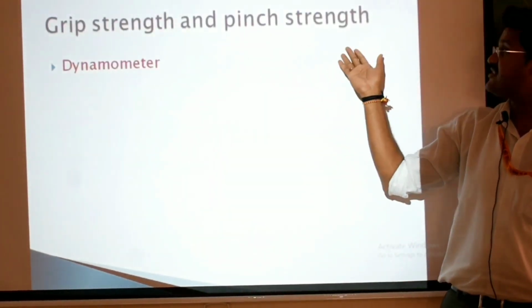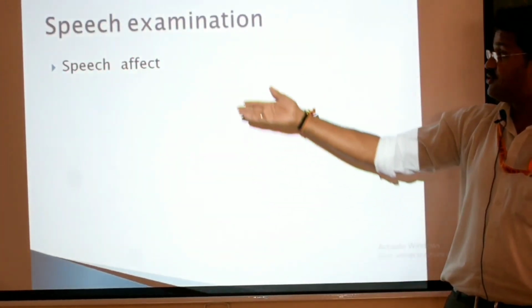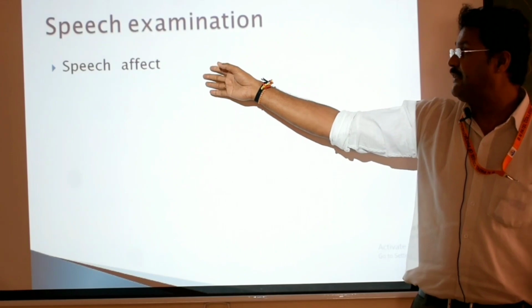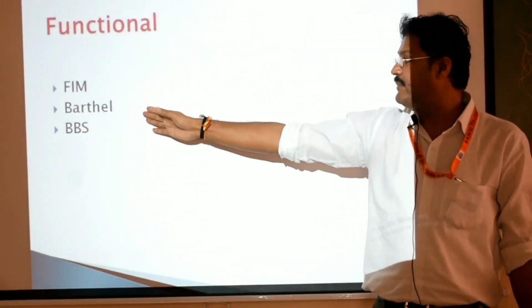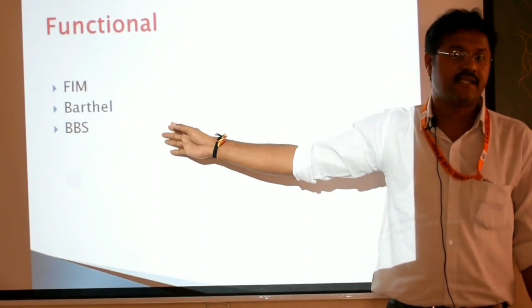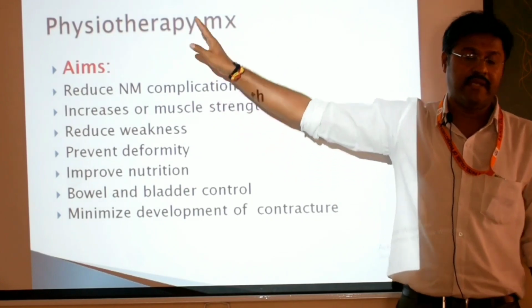Now grip strength and pinch strength are checked using a dynamometer. Also, speech may be affected, so check the speech. Next, for function, use scales like the Functional Independence Measure, Barthel Index, and Berg Balance Scale. Now the most important part is physiotherapy management in myopathy.